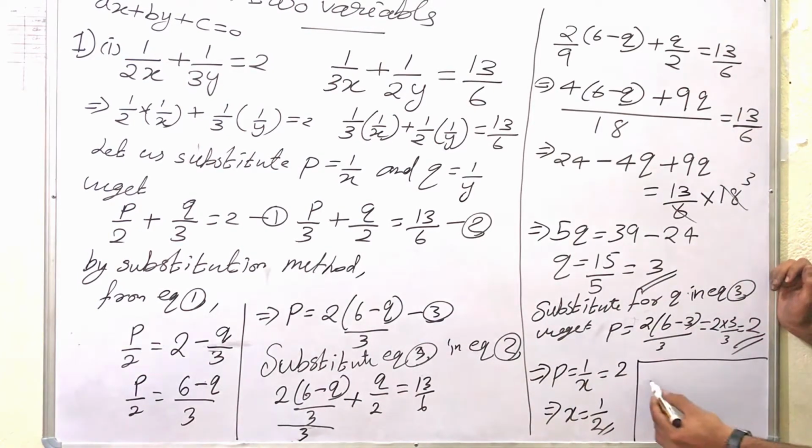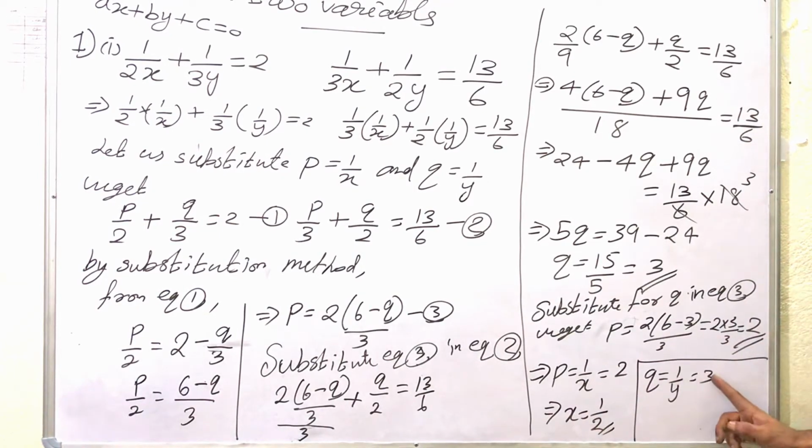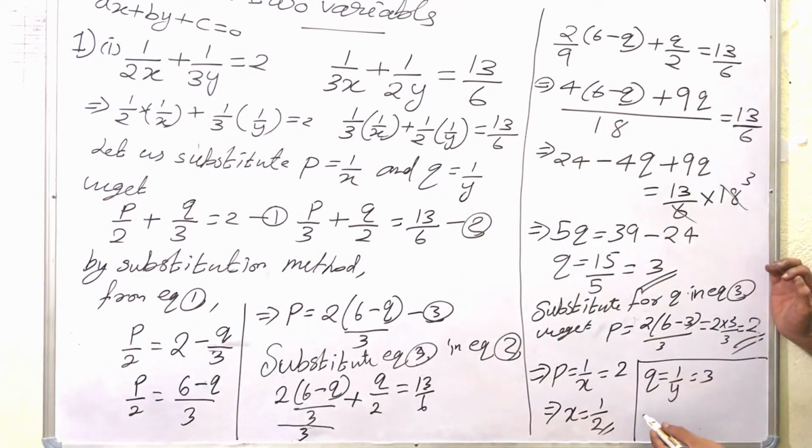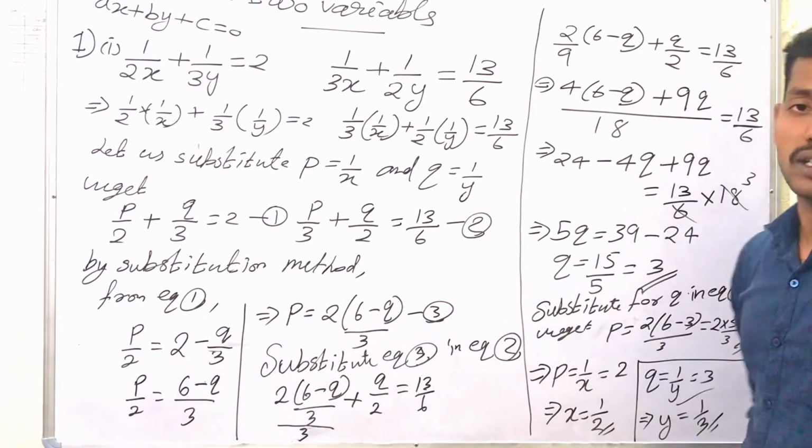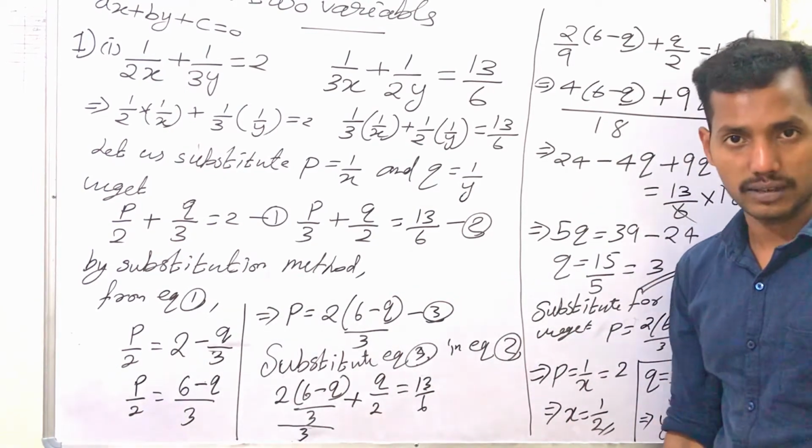Similarly, q is equal to 1 by y is equal to 3. q is equal to 3 which is equal to 1 by y because we substituted q as 1 by y. Then take the reciprocal on both sides, we will get y is equal to 1 by 3. So this is the solution of this given pair of equations. It's a very important type of question. Clear?